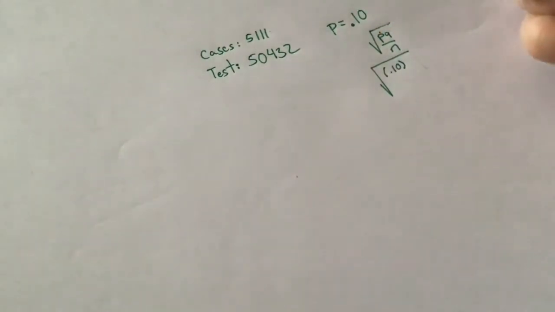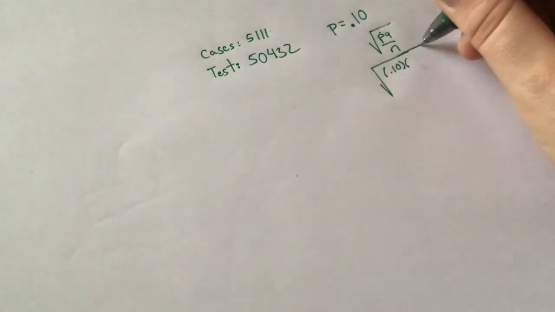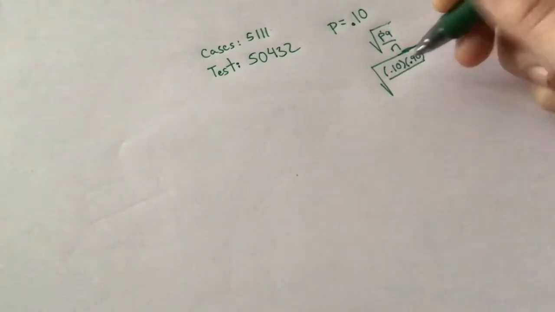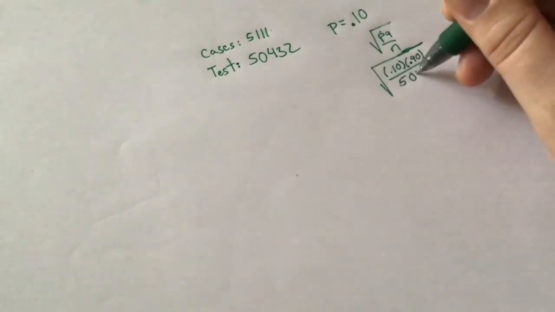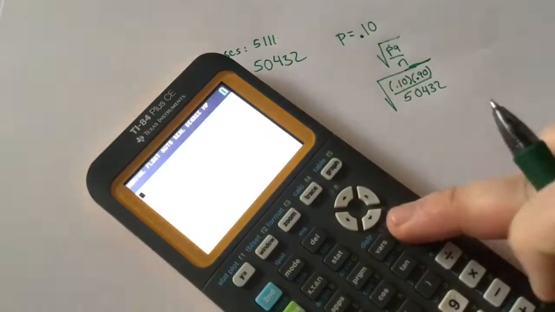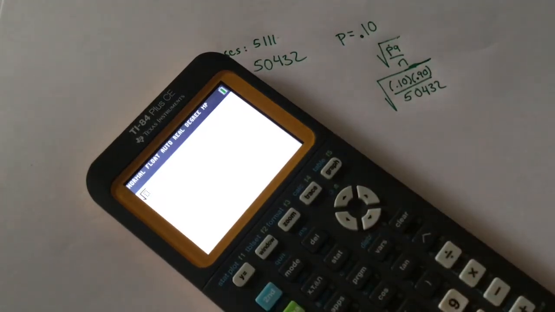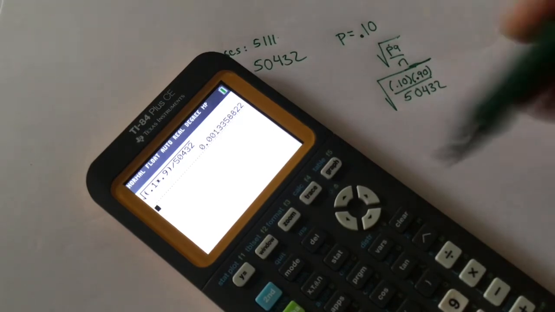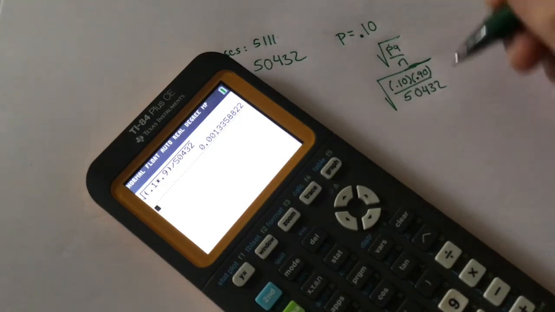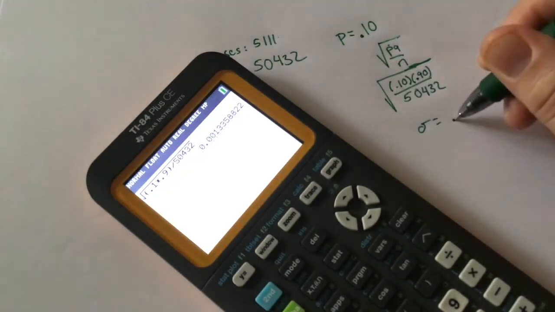That's the percentage of positive tests we've had. Q is the percentage of negative tests, the other side of that coin. That would be 0.9. And then divided by N, the number of tests we've done, 50,432. We can put this into the calculator. So we get the square root of 0.1 times 0.9 divided by 50,432, and we get a margin of error of 0.001.